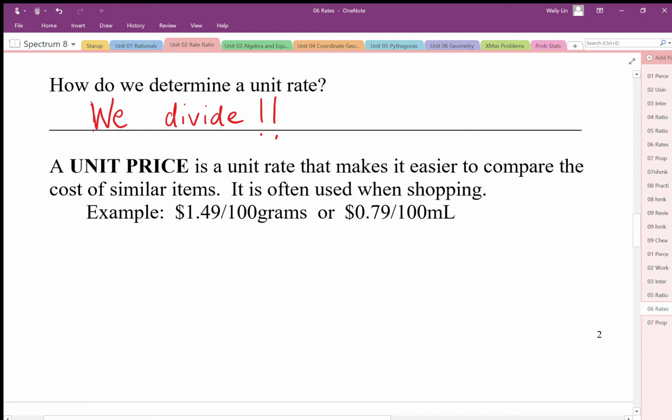So when I go shopping, often when you're buying groceries, the rates are given per 100 grams, or it could be a kilogram, could be a pound. But usually it's a standard rate, so that allows us shoppers to compare the rates to see which ones are the better deal.